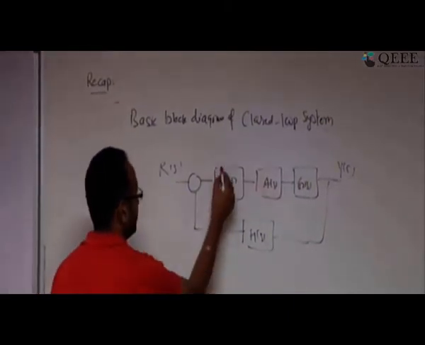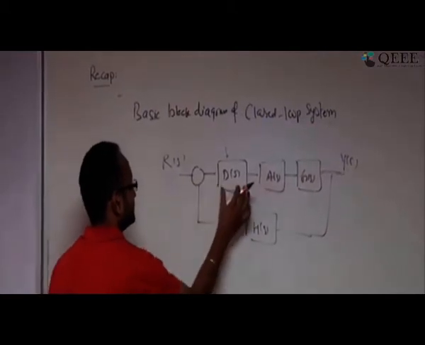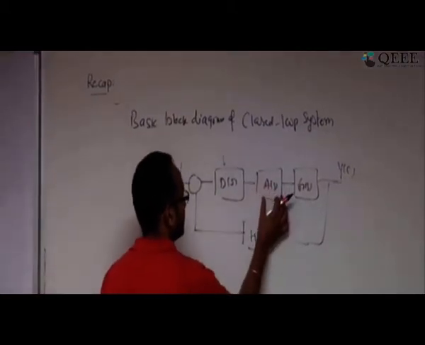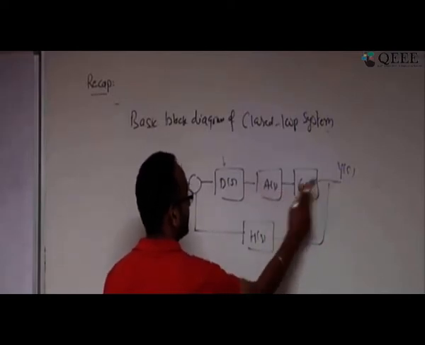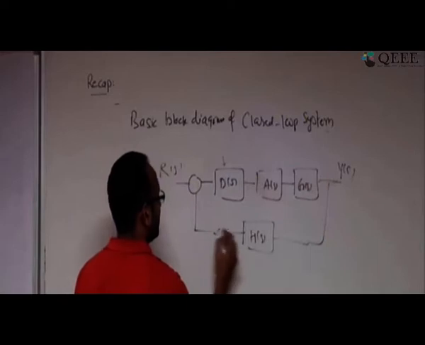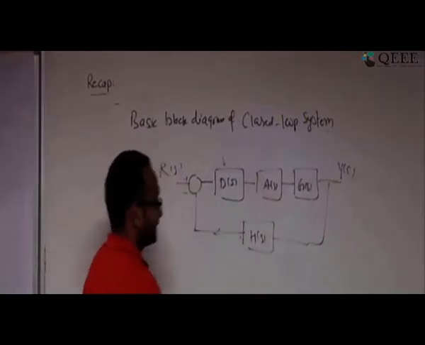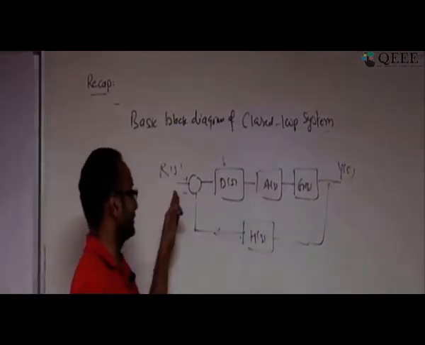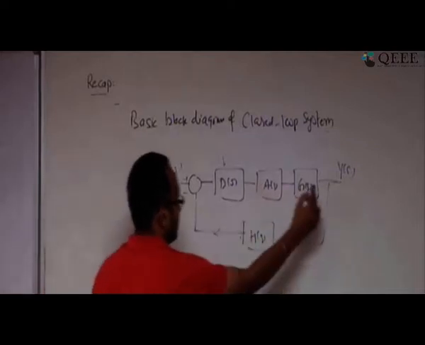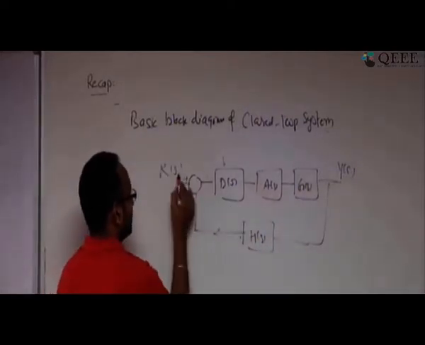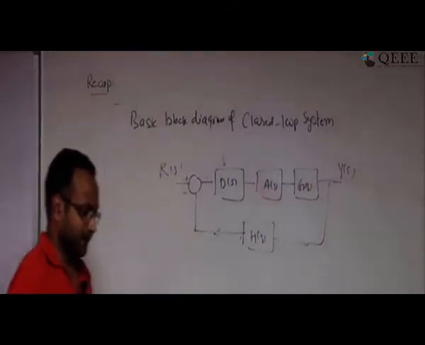Now we talked about it. This D of S is a transfer function, and these are the individual systems. A of S is the actuator also. There is input and output. This plant also is a system. There is input and output. This feedback element also has an input and output. And this is called a negative feedback system because whatever comes from the feedback element, I am subtracting it here with respect to the reference signal. That's why it's called a negative feedback system.